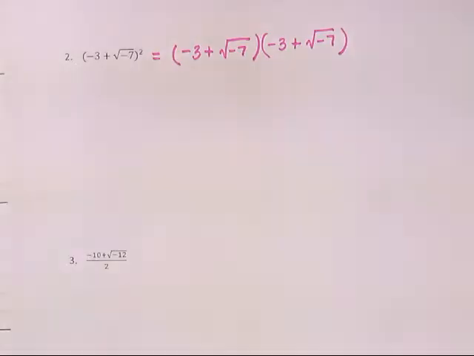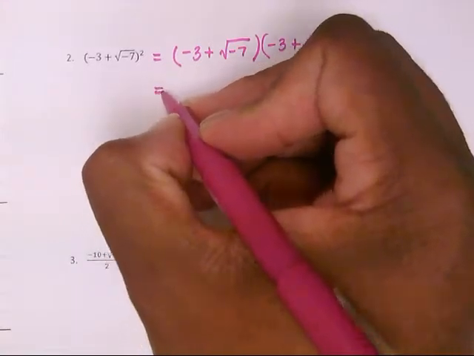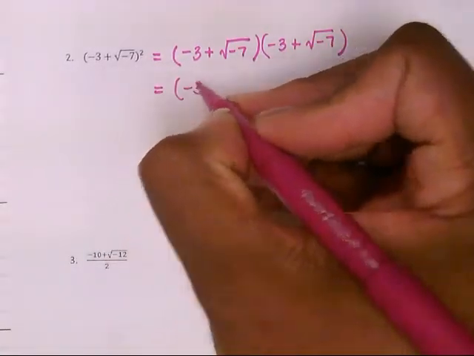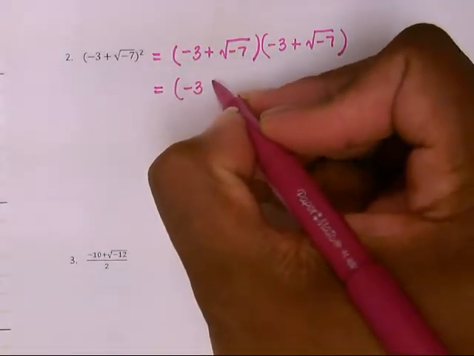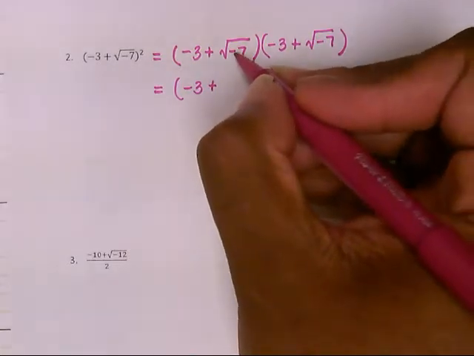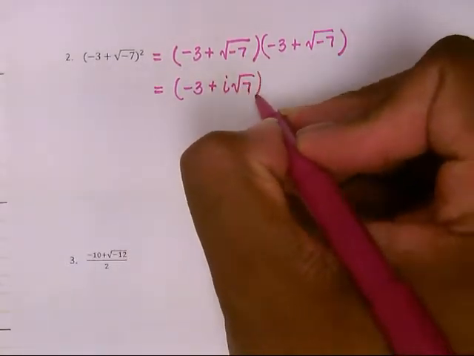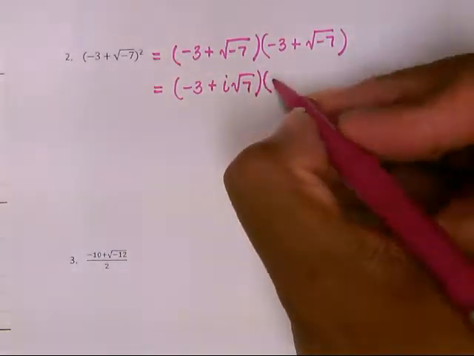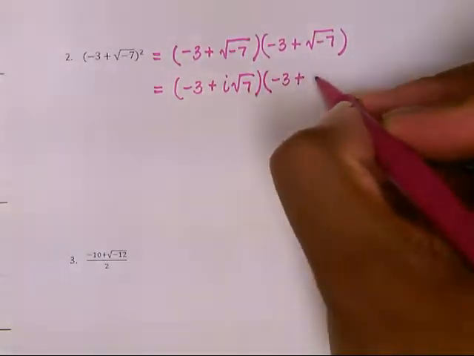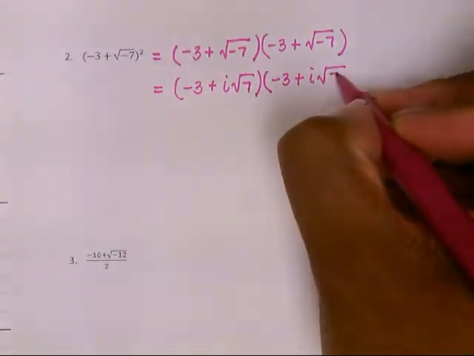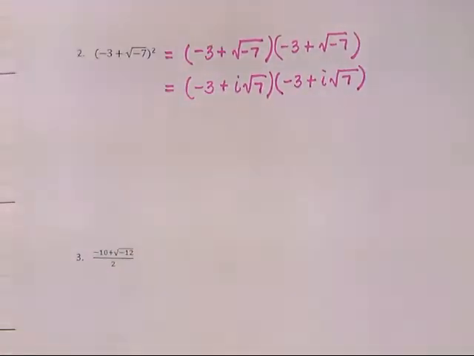And notice I got a negative sign underneath the square root symbol, so I know I need to have an i in front of that radical, because there's negative 1 involved. So this will be negative 3 plus, square root of negative 1 will be i, so I'm going to have an i square root of 7. And this is going to be done the same way, negative 3 plus i square root of 7. Because again, that has negative 1 in it.